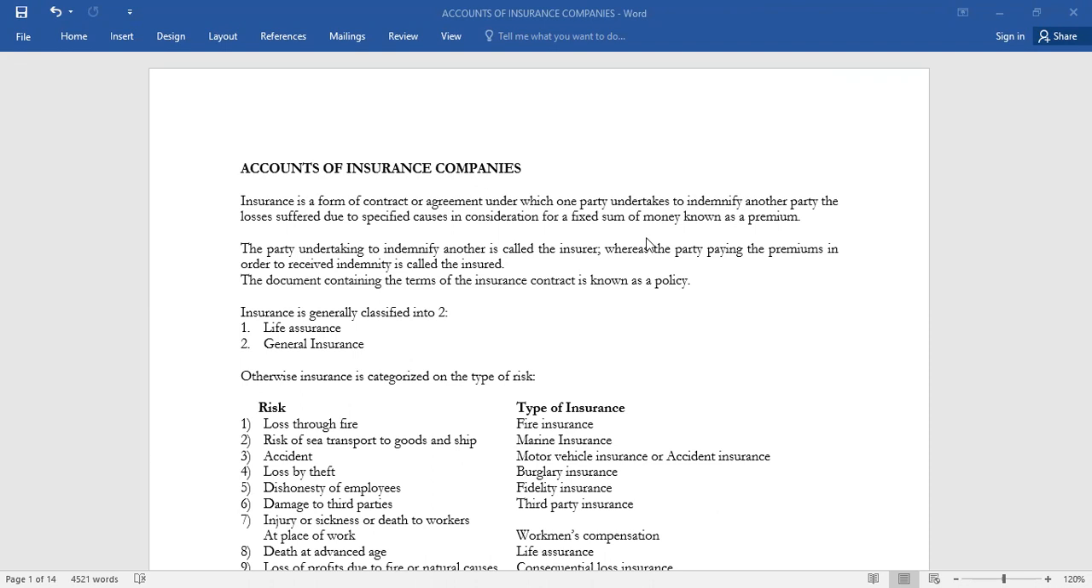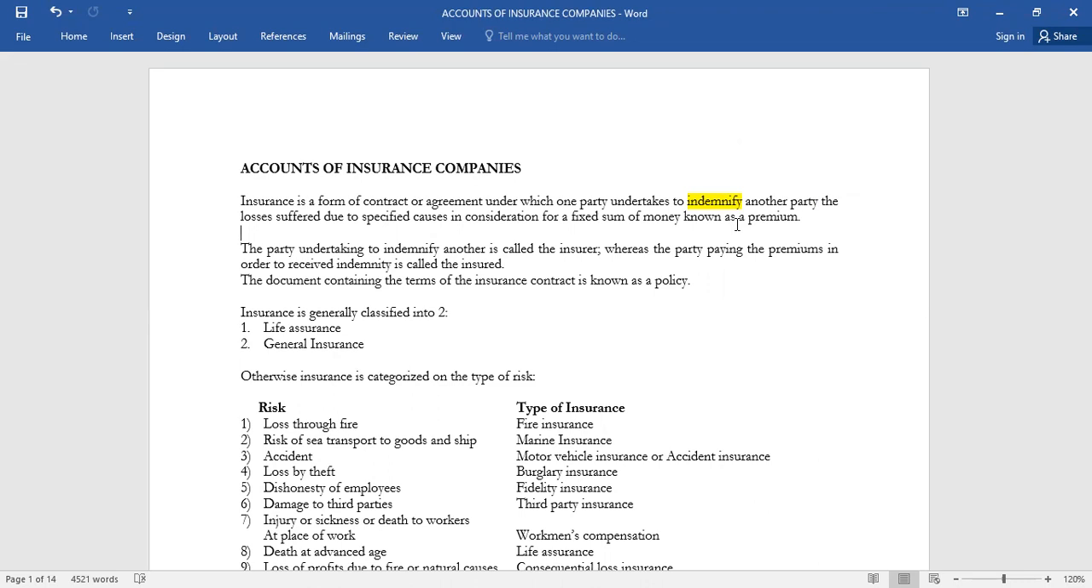So our first topic will be on accounts of insurance companies. By definition, an insurance is a form of contract or an agreement under which one party undertakes to indemnify another party. And this term, indemnify, means to compensate, or rather to protect or assure the other party that if they suffer any loss, they'll be compensated.